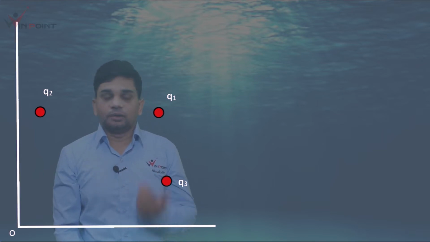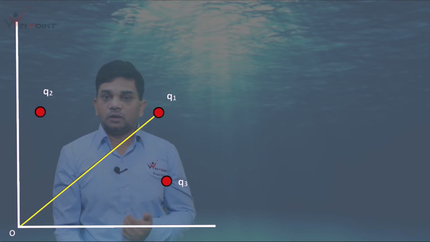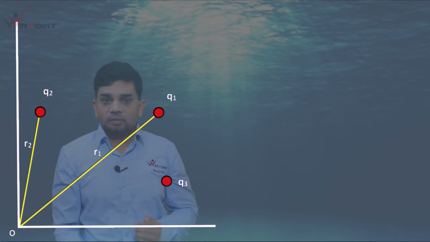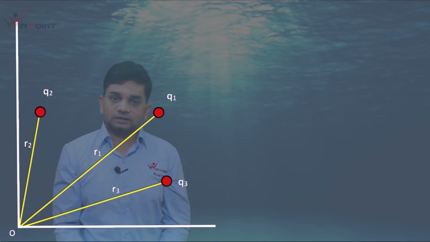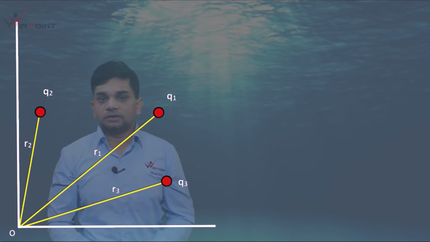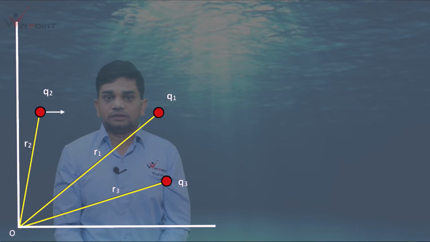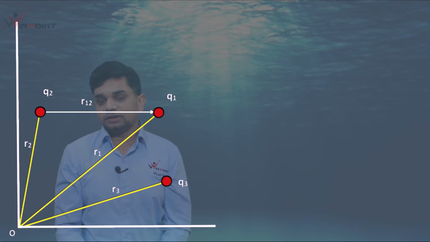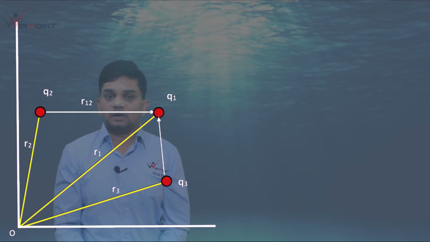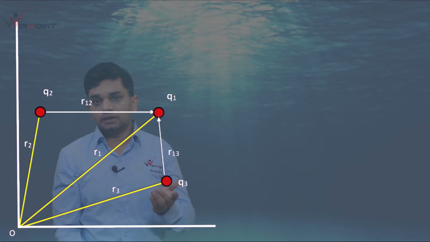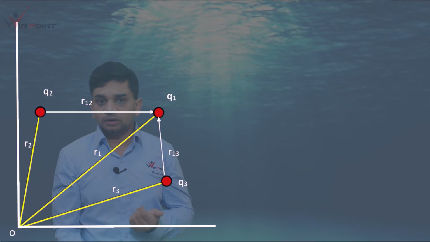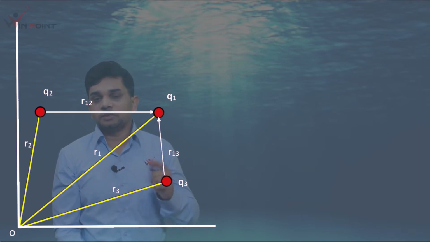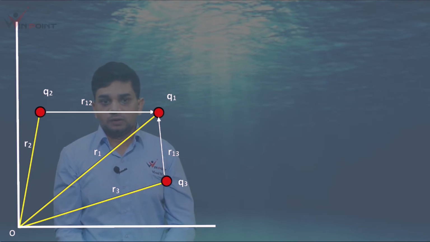So here we have the position vectors. The position vector of q1 is r1, the position vector of q2 is r2, and the position vector of q3 is r3. The distance between q1 and q2 is r12, and the distance between q1 and q3 is r13. The displacement to q1 from q2 is r12, and the displacement to q1 from q3 is r13. Now we are going to study the forces.